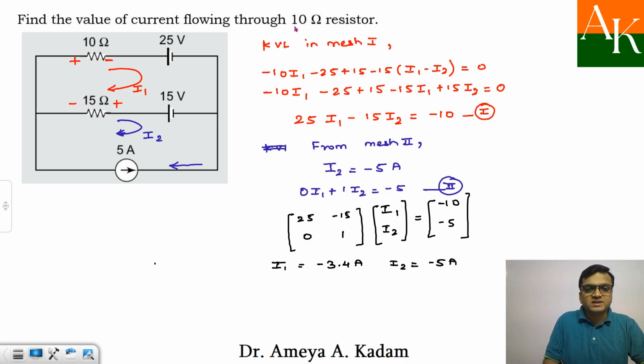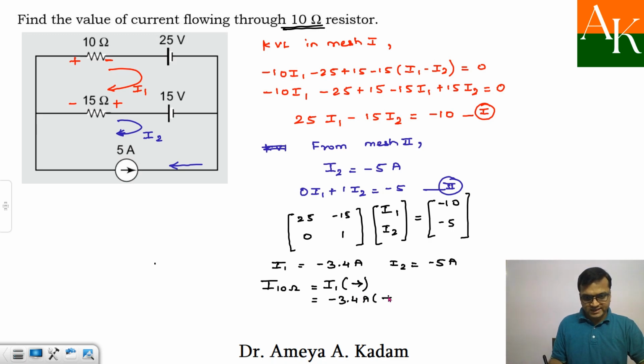The problem is not over. They are saying find the current through 10 ohm resistor. So current through 10 ohm resistor, of course, is I1, and that means towards right. So I will substitute the value of I1, so that is minus 3.4 ampere towards right. This is nothing but the current through 10 ohm, and finally I will write 3.4 ampere towards left.